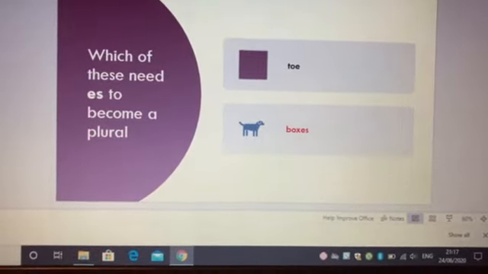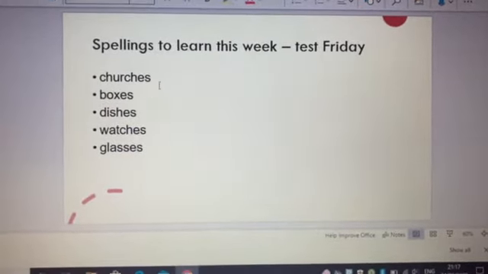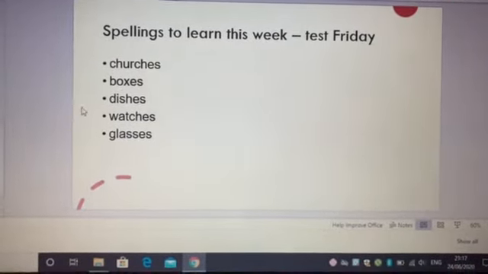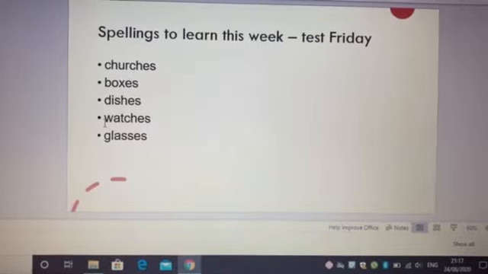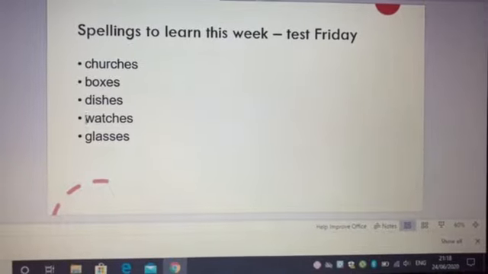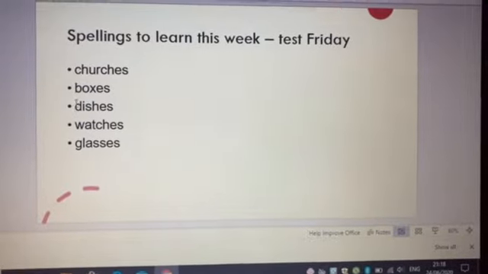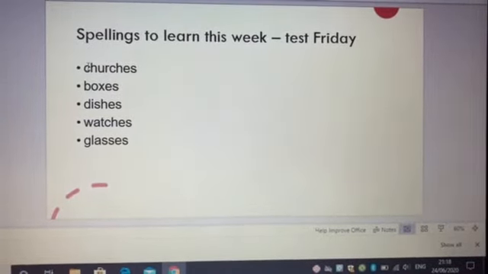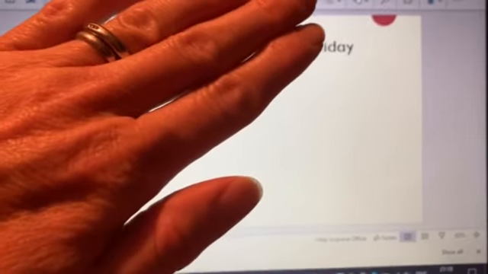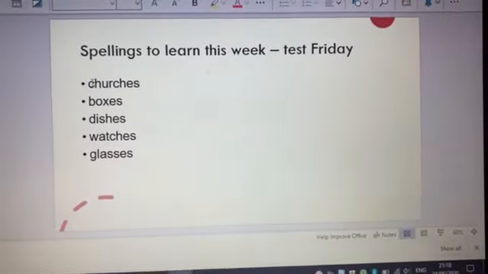Okay, so today I'm going to give you some new spellings, all plurals, all using that ES plural ending. So we've got churches, boxes, dishes, watches, and glasses. I would like you to, in your book, have a go at the look, say, cover, write, check method. So you look at the word, you say it out loud. So our first one will be churches. You then cover it up and have a go at writing it down and then check it back to make sure you spelled it correctly. And you need to do that for each of the words.